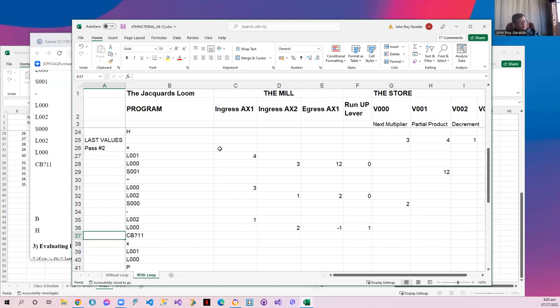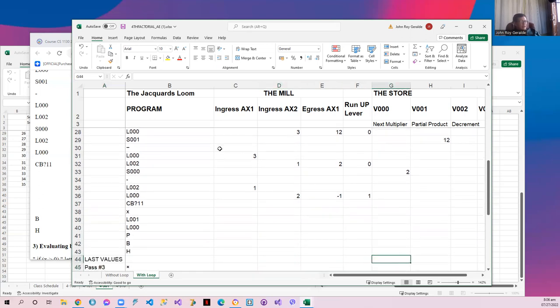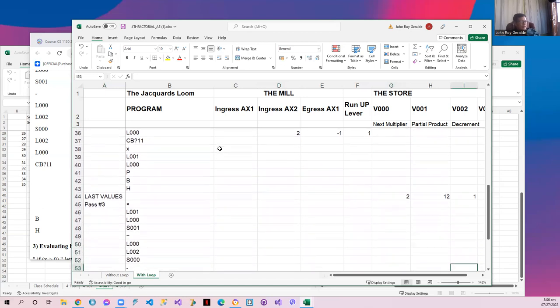So this is a condition for continuation, right? If the run-up lever is 1, we'll move backwards. It is true, so we'll move backwards 11 steps. So we will have to write the last values. This is 2, this is 12, this is 1. Okay? And we repeat to the head of the loop.